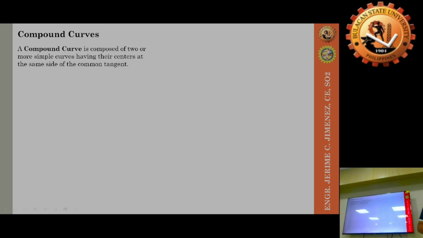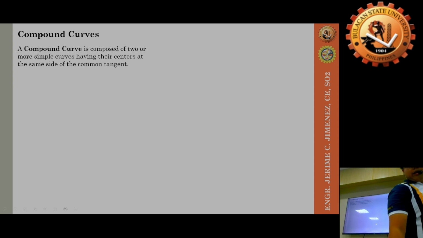Okay? So, itong mga curvature na to, itong two or more simple curve is joined in the center with the same side of the common tangent. Kumbaga, may isang tangent sila, meron silang isang tangent na common. Say for example, ito yung unang simple curve, ito yung pangalawang simple curve, meron silang common tangent. Okay? May common tangent sila.